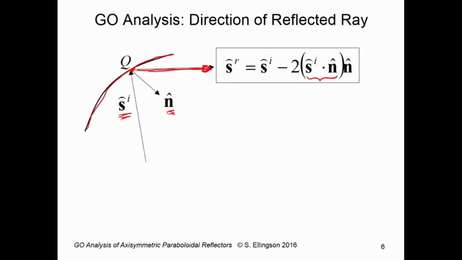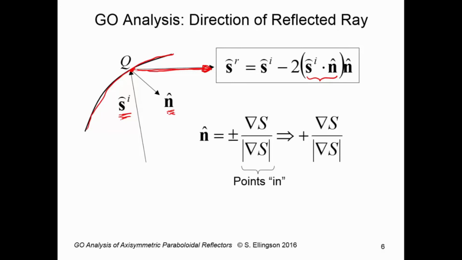There are a number of ways you can confirm that this is right. You could try some special cases. For example, what happens if S super I is equal to minus n hat? You will discover you get the right answer. You'll also discover you get the right answer if S super I is perpendicular to n hat.